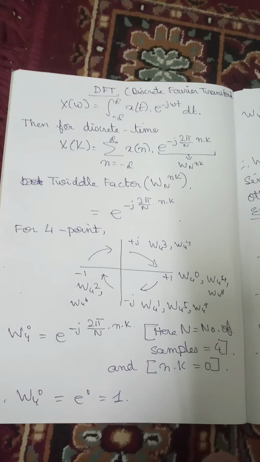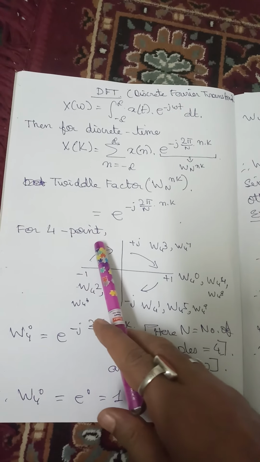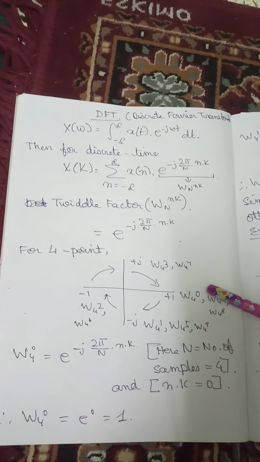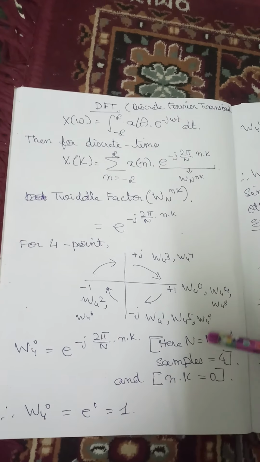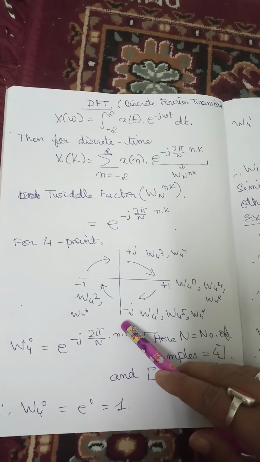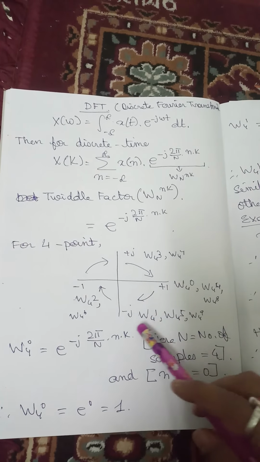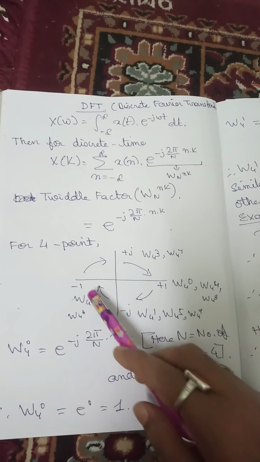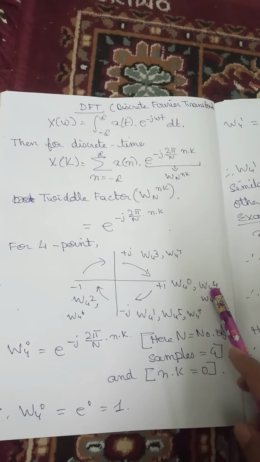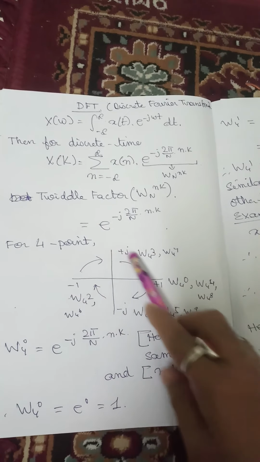So what is its purpose? Let us see. For a 4-point DFT, we have 4 samples, that is, capital N is equal to 4. So this is the twiddle factor chart. We know that this point is plus 1, this is minus 1, this is plus j, and this is minus j. I write it as W4^0 equal to plus 1, W4^1 equal to minus j, W4^2 equal to minus 1, W4^3 equal to plus j. Then W4^4 is again plus 1.